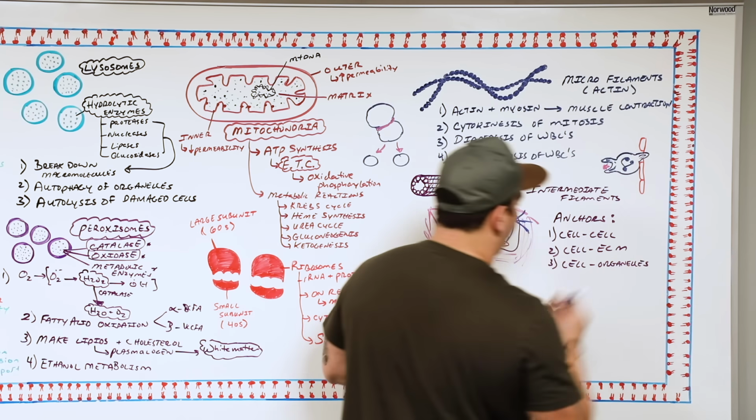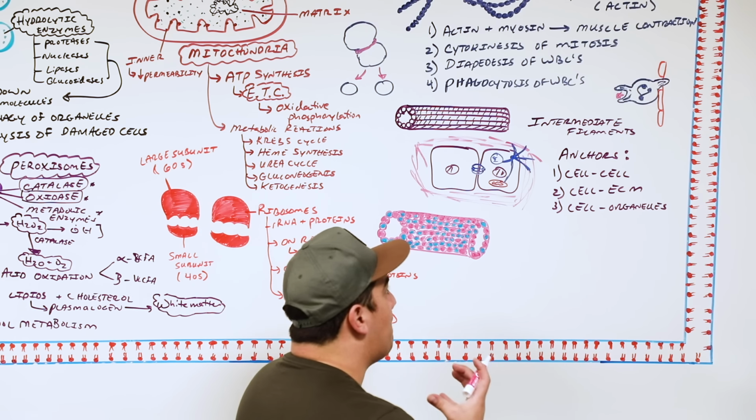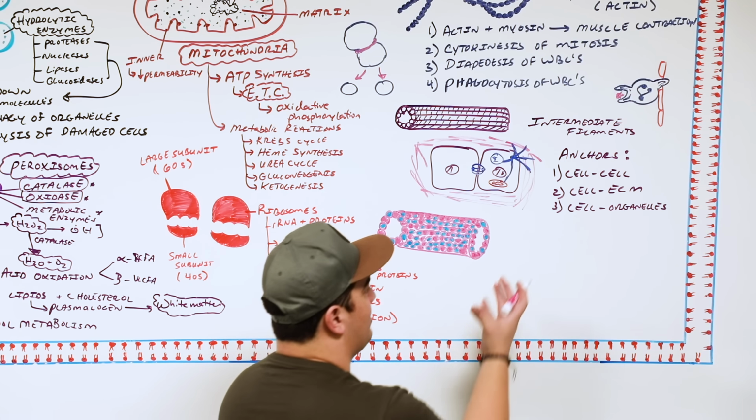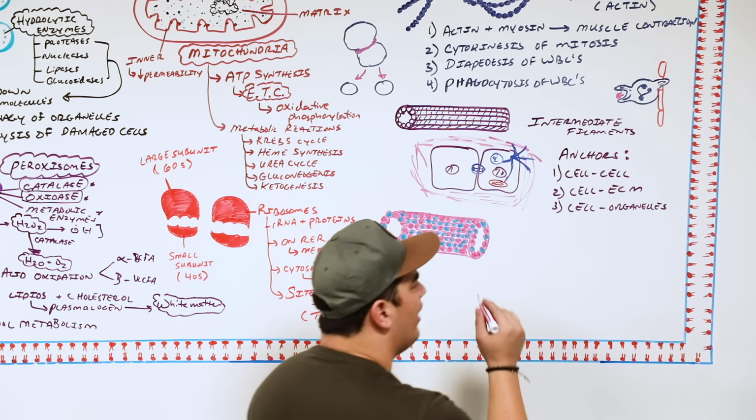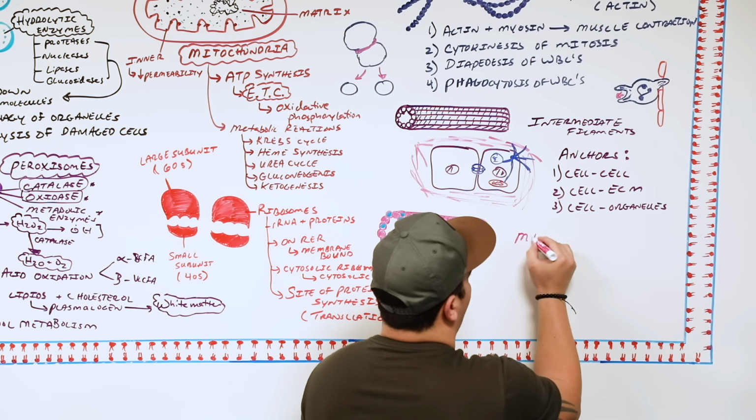Ba-boom, we done did it. Okay, so the last component here, the last part, is the microtubules. These are very, very cool cytoskeletal elements.